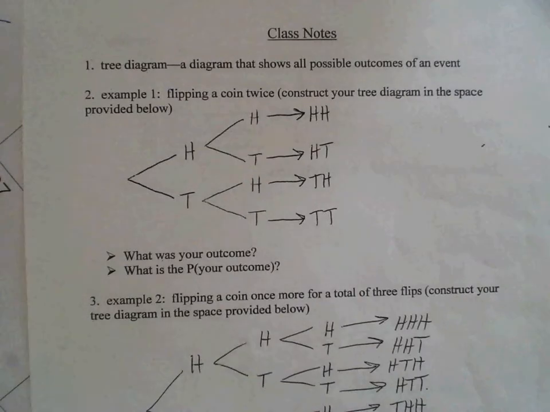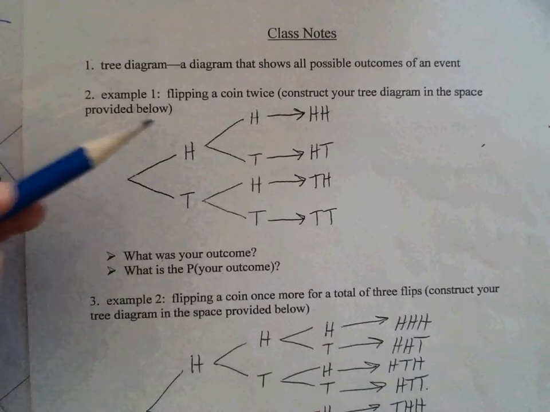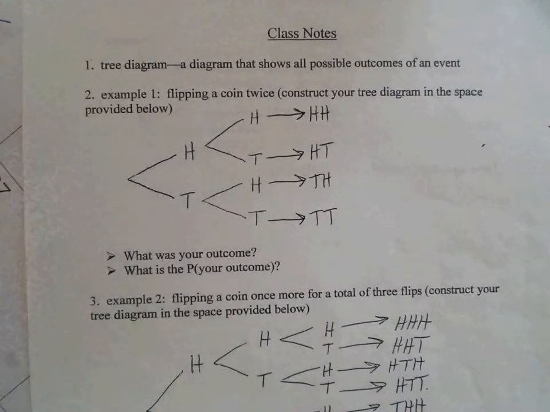So in this video, we'll be discussing how you can draw a tree diagram to show the sample space of an event. So you look up here for the definition. It says a tree diagram is a diagram that shows all possible outcomes of the event. And so you see you got this first example. Let's say you're flipping a coin twice.